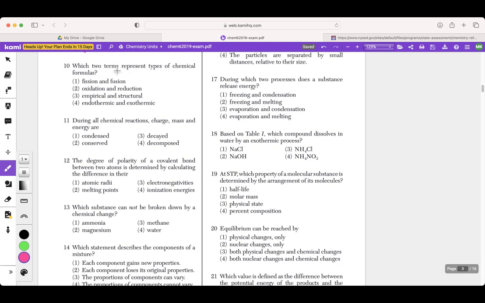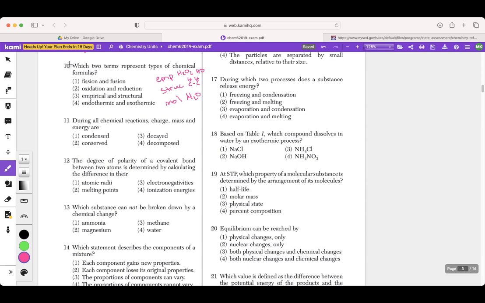Which 2 terms represent types of chemical formulas? So when we're looking at chemical formulas, we have empirical, structural, and molecular. Molecular is going to be, as an example, H2O, just what you're normally used to. Structural is kind of like what we saw in organic chemistry, where you have the hydrocarbons. Empirical is when I have the most simplified subscript. So let's say I have H2O2. That's going to turn into HO because we can simplify those 2's.